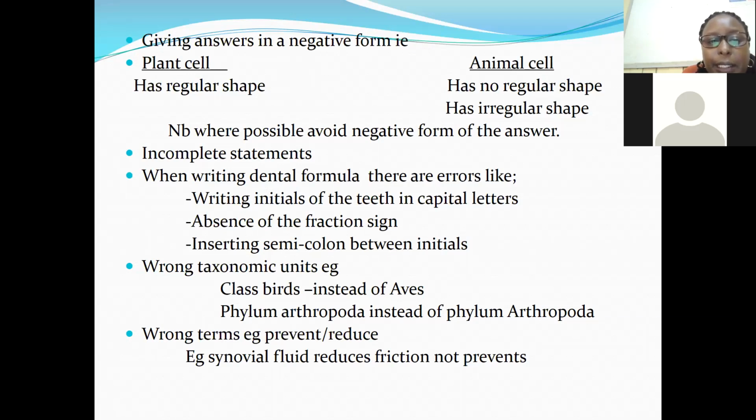Another point is when the student gives incomplete statements, maybe in definition, maybe also in explanation, or even in accounting for.